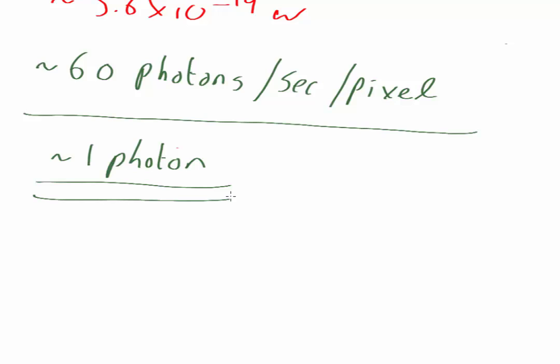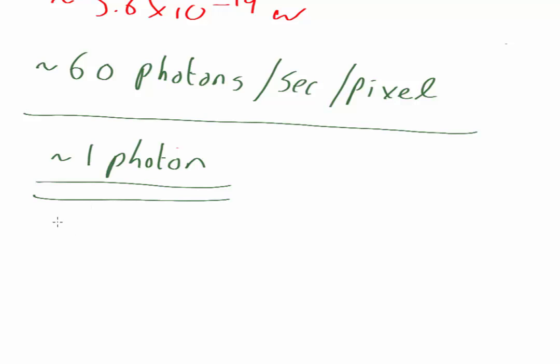Ooh, well, that's not very much. We're pretty much photon starved. What does this mean? Well, if you're expecting 1 photon per second, you won't always get 1 photon per second. Some seconds you'll get none, some seconds you'll get 2. As we'll see elsewhere in the course, this is a counting statistics problem, counting noise.